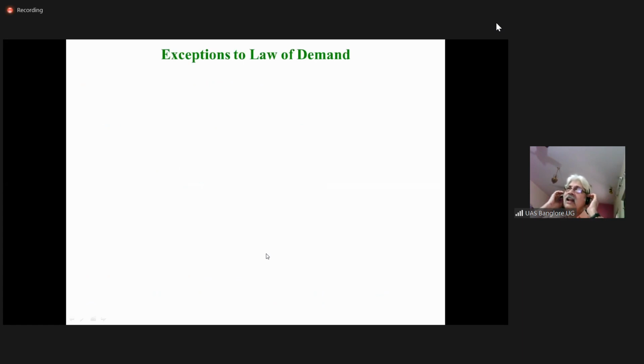Now, there are some exceptions to the law of demand. Generally, when the price increases, quantity demanded has to decrease. And when the price decreases, quantity demanded has to increase. This is the general phenomenon. This is what generally happens in the market. But there are some exceptions. Sometimes it doesn't happen so.